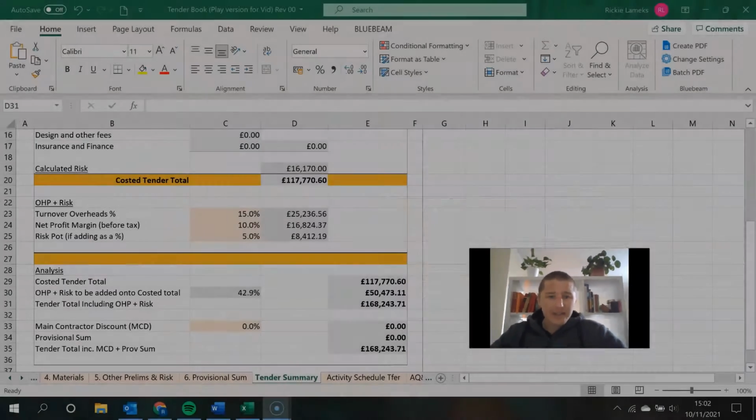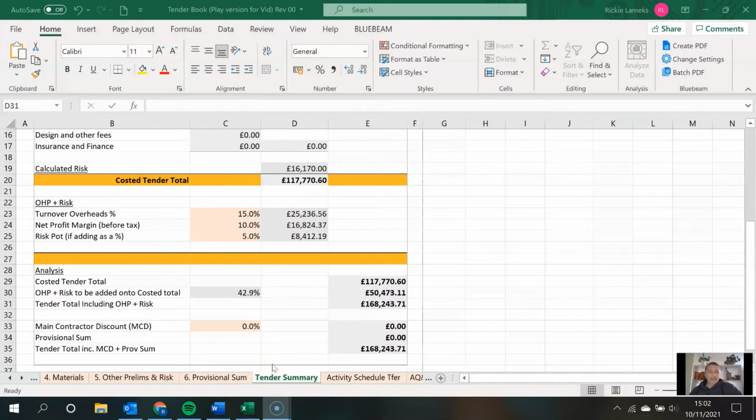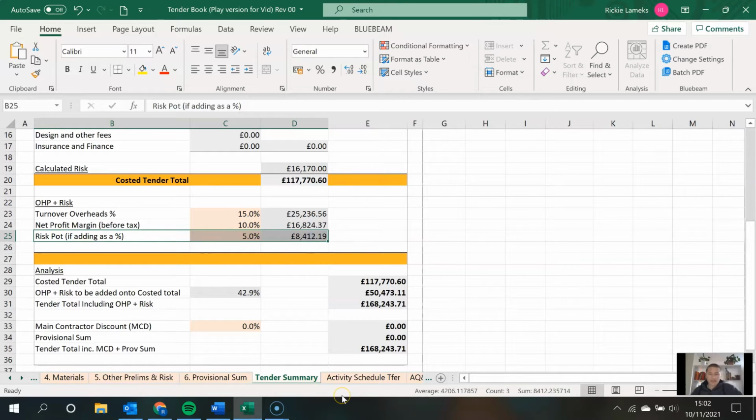Let's take a look at an example. So there's two ways basically that you can calculate risk within your price. The first way of building a risk pot is just by a percentage of the overall figure. This is usually between 1 to 5%, depending on how risky your project is, to build a little risk pot that you have to carry forward. Quick and easy option just to have a little bit of a risk pot there, but by far the preferred method is by calculating your risk.